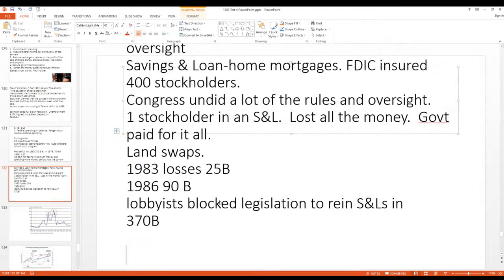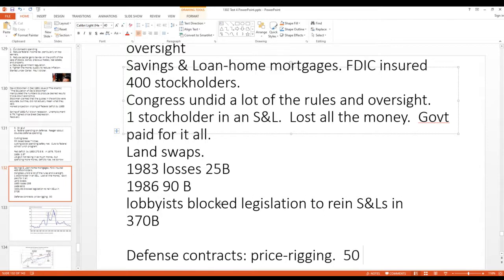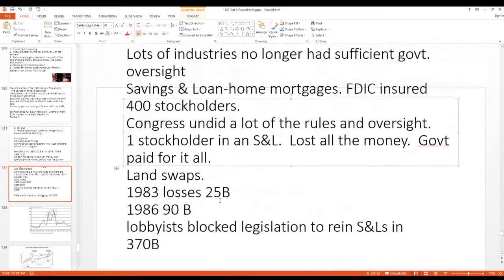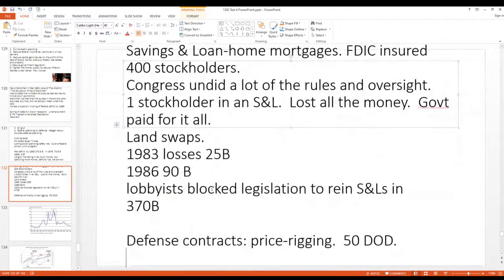Another place where a lack of government oversight was costing taxpayers money was defense contracts. Price rigging. Ever pay $500 for a toilet seat? Ever pay $35 for a screwdriver? Well, that's called price rigging. And 50 Defense Department officials were convicted and either sent to jail or fined. So, yeah, we got a little bit more long distance, but, well, we got $500 toilet seats as well. So, kind of coming out snake eyes on that one.